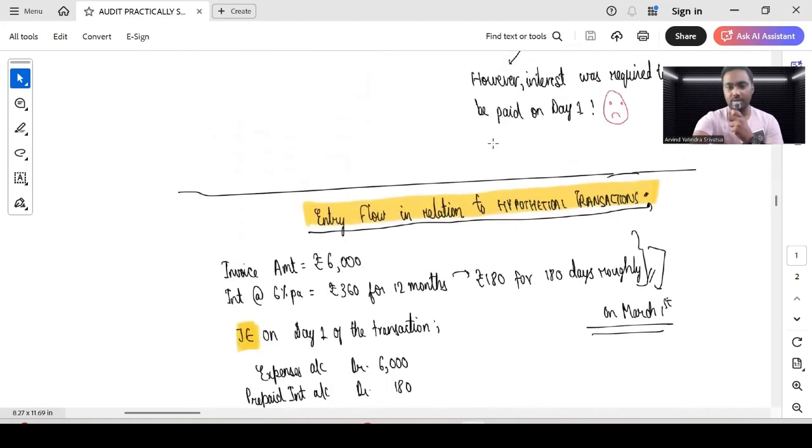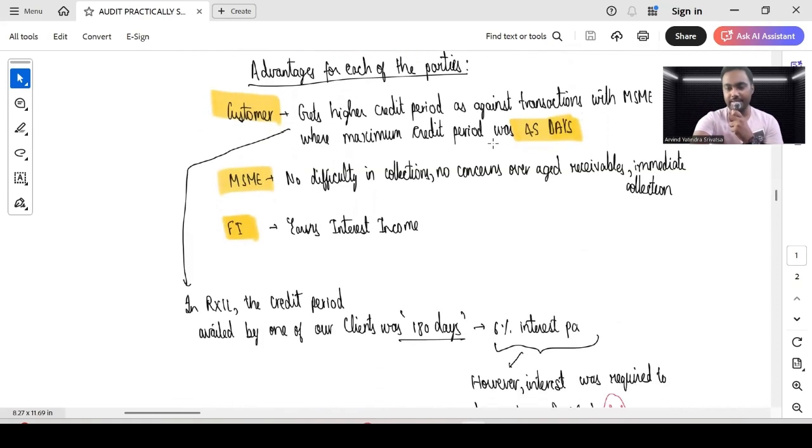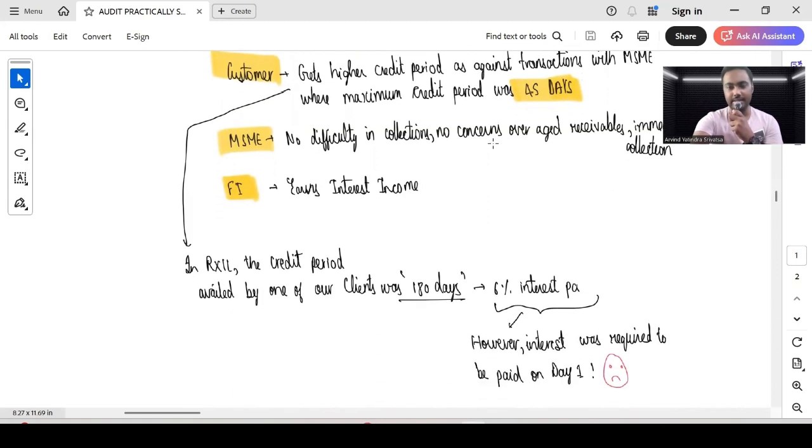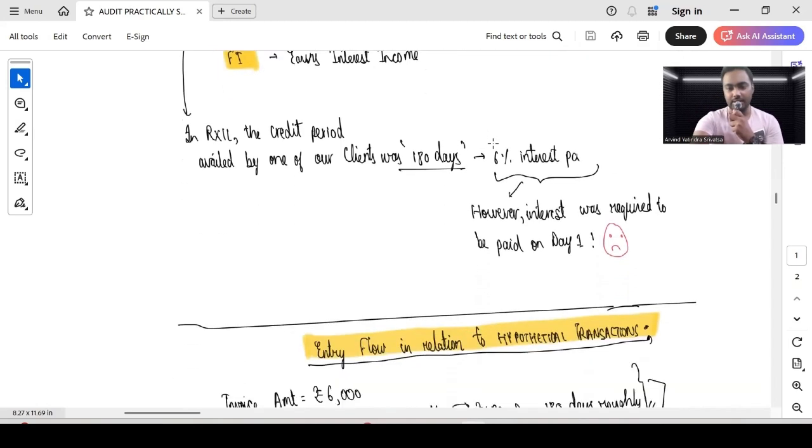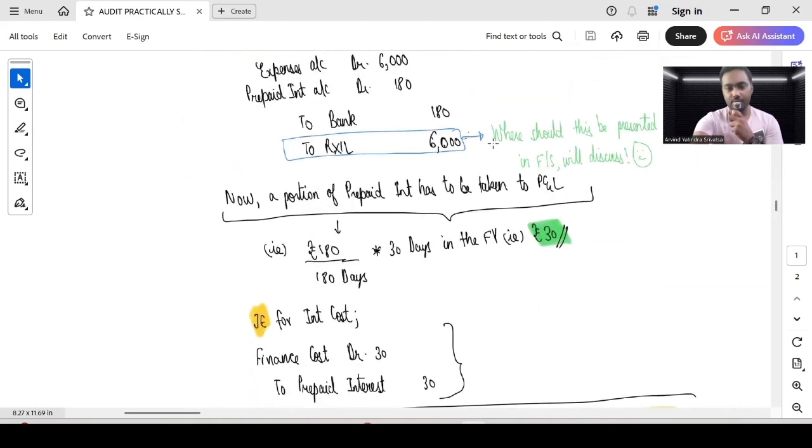Next, there is another interesting transaction in relation to RXIL, guys. I'll just come to that. Just a moment.